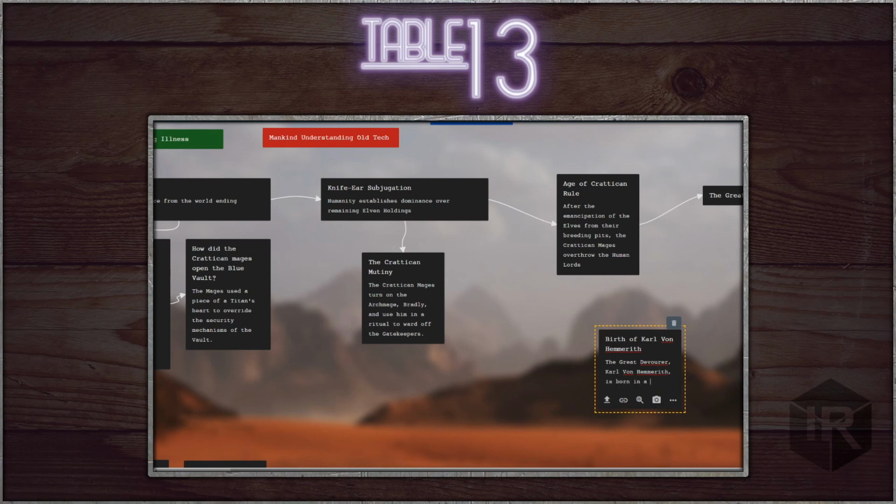So, okay, you created the Age of Kratikin rule after the emancipation of the elves from their breeding pits. You fucking weirdo. The Kratikin mages overthrow their human lords. They're the human lords. Okay. Oh, human lords is a thing.